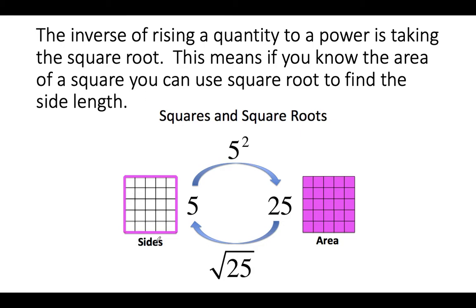So here we have a square with a side length of 5. And then we can use squaring to find the area, right? So 5 squared gives us 25. That's the area of the square. It would take 25 square inches of paper to cover this square. But if I have the area, 25, and I want to know what's the side length, we want to undo the squaring. So the inverse of squaring is square root, and that takes us back to 5.